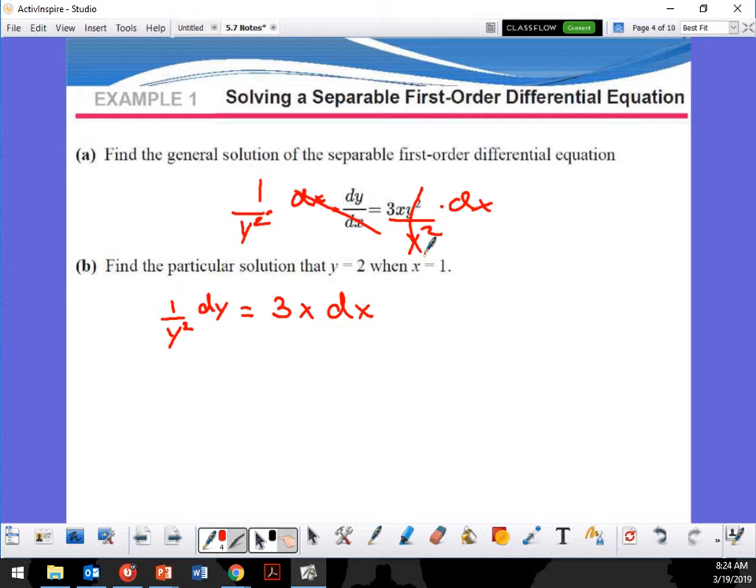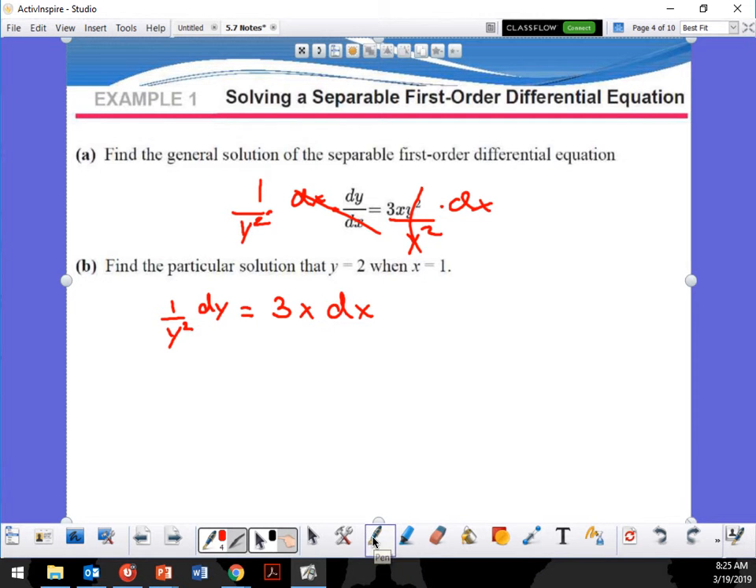Now, right here on my left side, this is a dy, this is a dx. So what type of process do we do when we see a dy or a dx in my function? Find the antiderivative, or the integral. Because I want to get rid of my dy and my dx, so to undo that, I'm going to take the antiderivative, or integration. So let's do that.